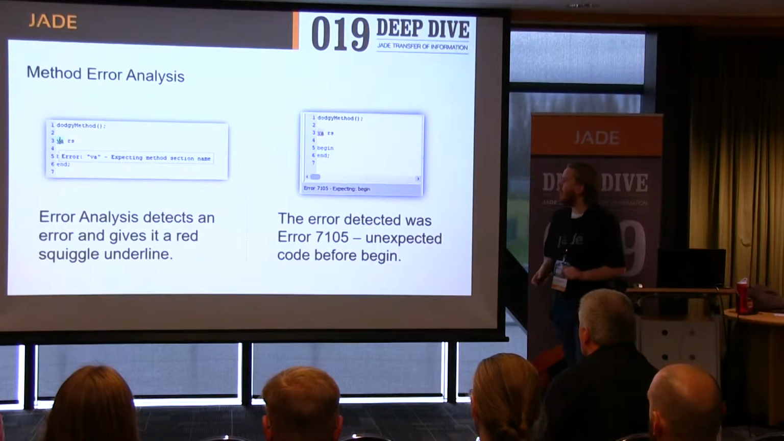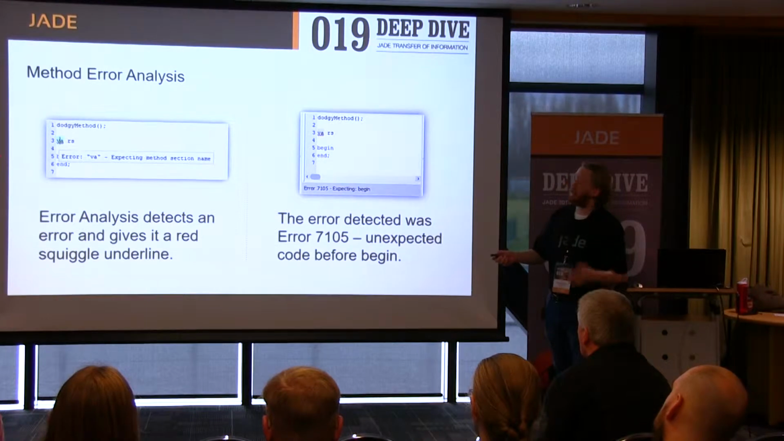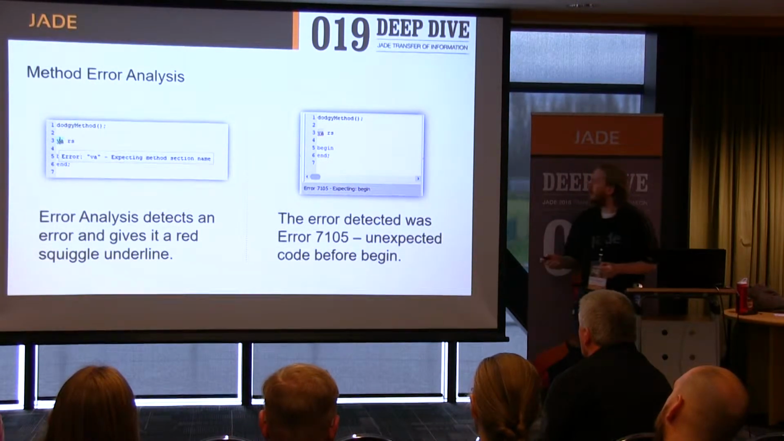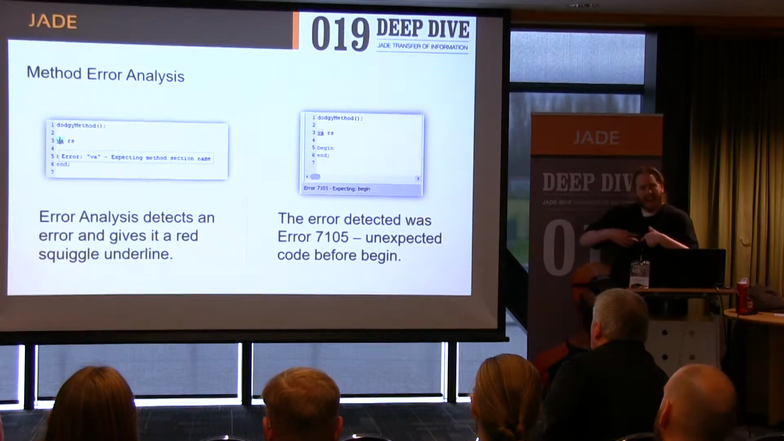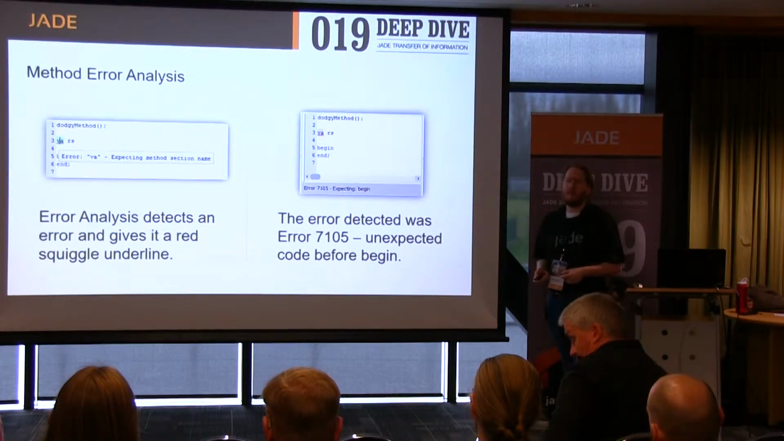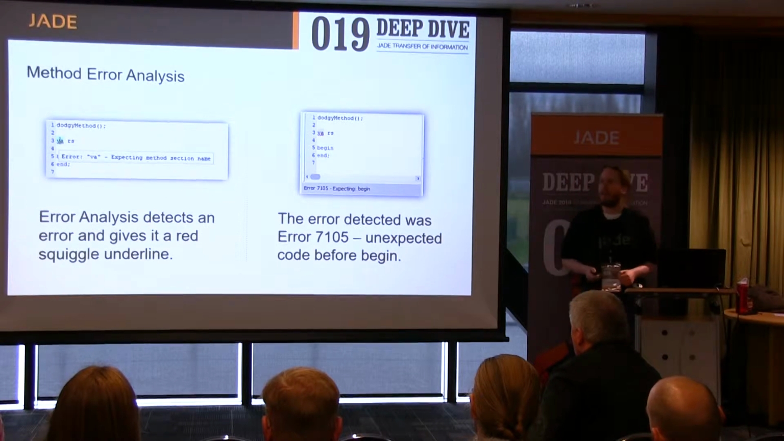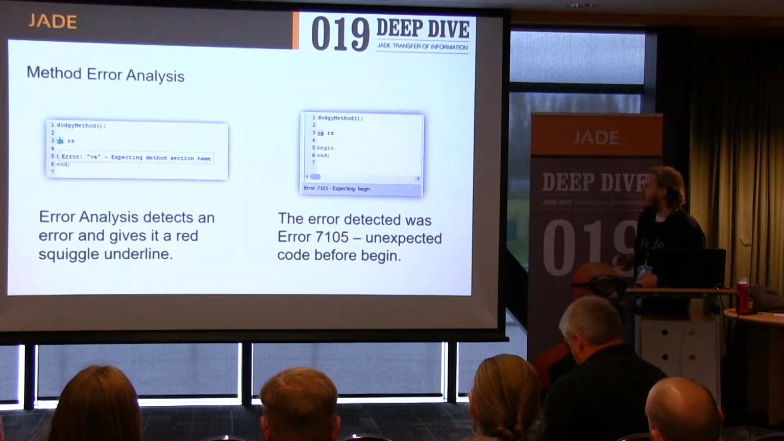Note you'll get a slightly different message than if you actually compiled. If you compiled and you got the error 7105 expecting begin, see that's slightly different. It's not actually doing the compile. What it's doing is it's just reading your code as you go and trying to spot anything wrong with it. So some of these messages will vary a little bit.